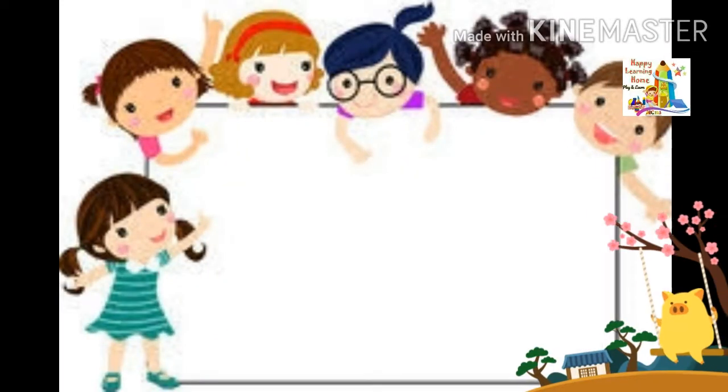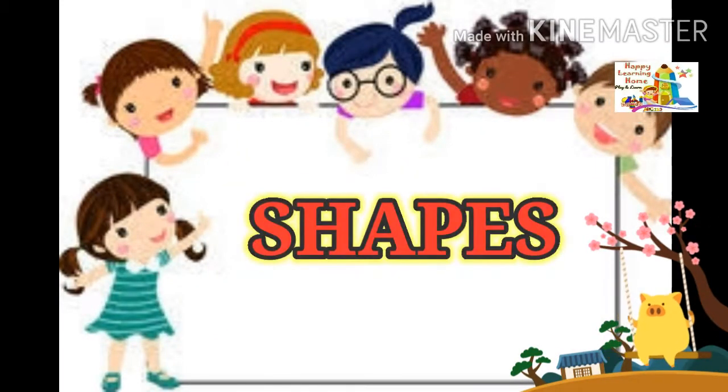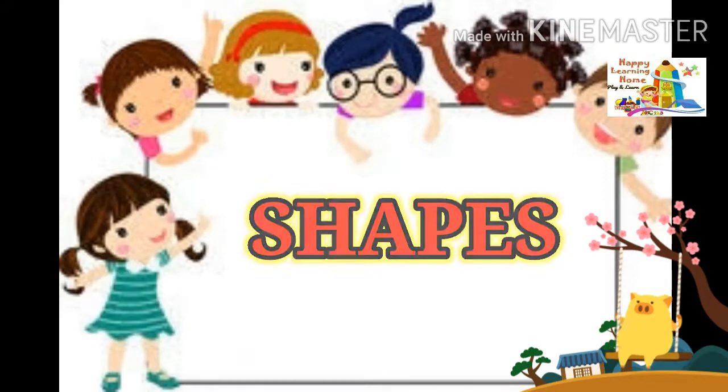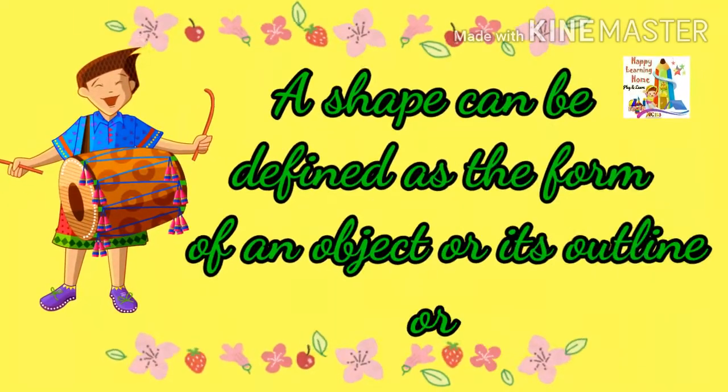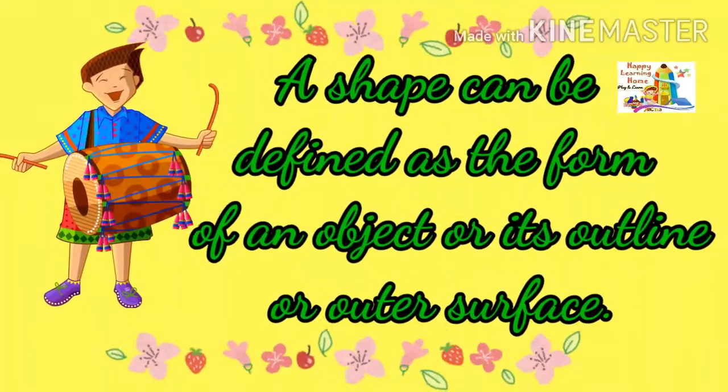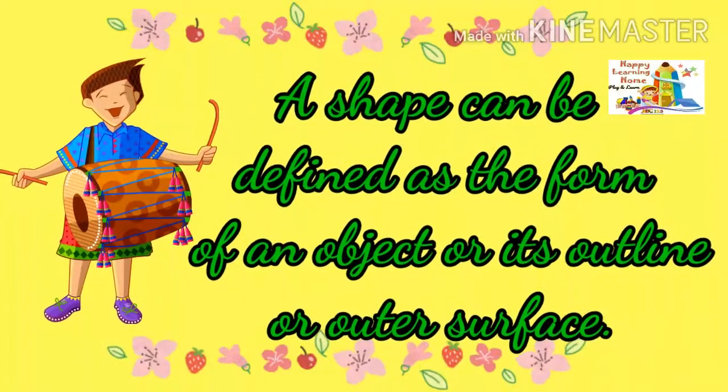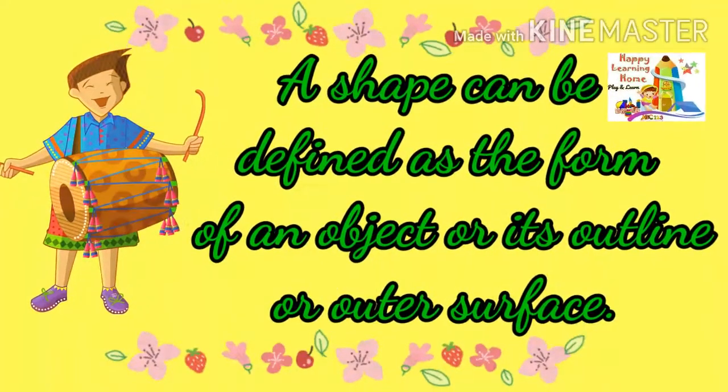Hi children, today we are going to learn about shape. Everything we see in the world around us has a shape. A shape can be defined as the form of an object or its outline, outer boundary or outer surface.